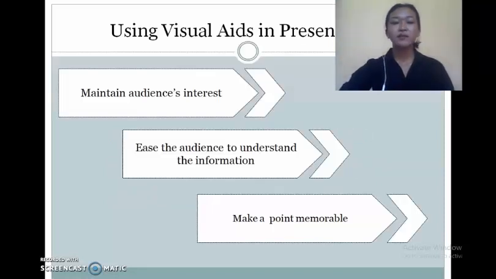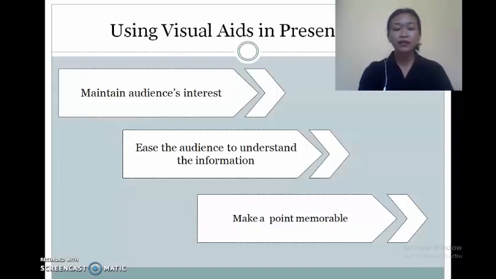The first material is about using visual aids in presentation. Visual aids are items of a visual manner, such as image, video, flip chart, and etc. that usually used in presentation. Visual aids have several functions. The first one is maintain audience interest. So visual aids will make your presentation more interesting. It can create enthusiasm toward the audience.